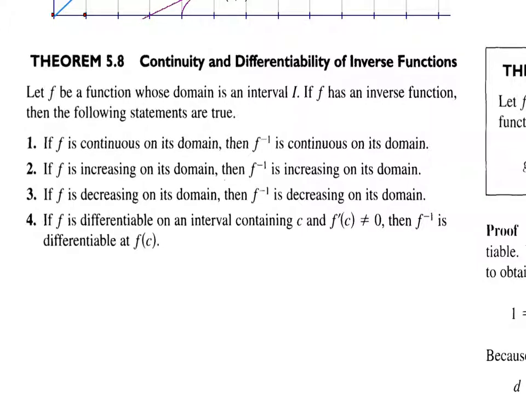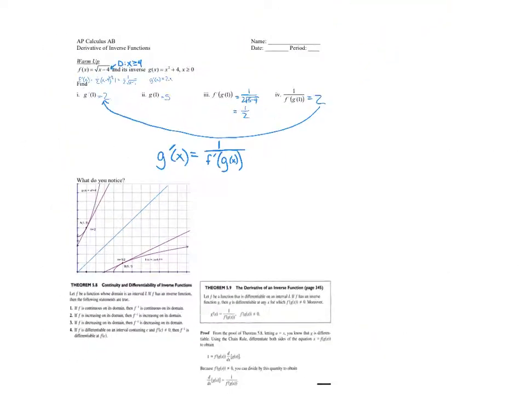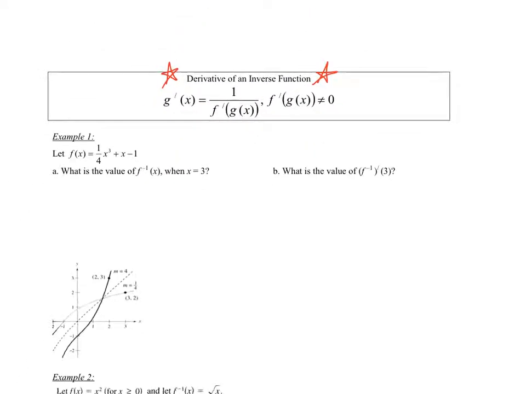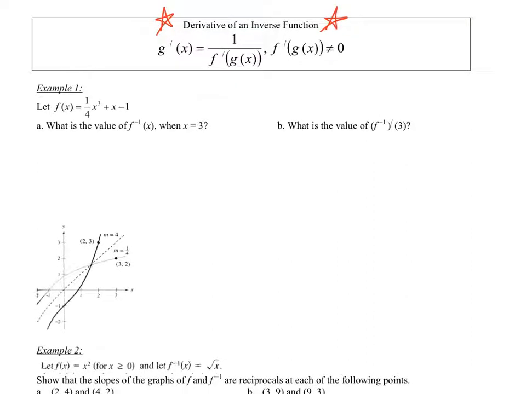So, here we have the official formula given for us. This is something that you need to just have memorized. But let's go ahead and use this a little bit. Notice here f of x is 1/4 x cubed plus x minus 1. Now, if you tried to swap the x's and y's here and solve it to get the inverse, you're going to have kind of a mess on your hands. Okay, if you can even actually solve that.